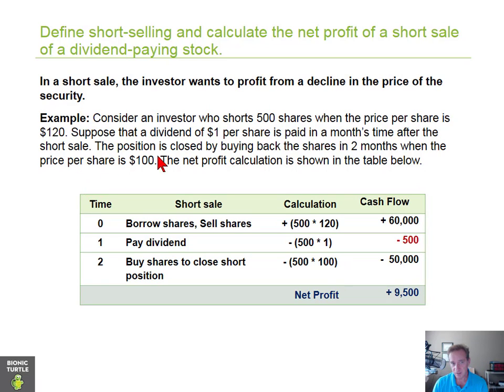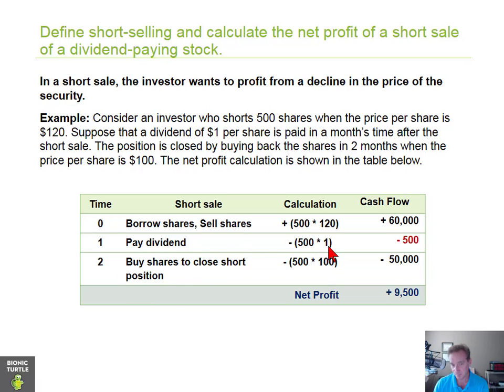So in terms of calculating the net profit, here's a very simple example. I think this is directly from Hull. At time zero, the short seller is borrowing 500 shares when the price is $120 in order to sell them. That's the initial step, borrowing the shares to start by selling them. In this case, that's a cash inflow of 500 shares times $120 per share, or 60,000. Then a month later in this scenario, the stock pays a dividend of $1.